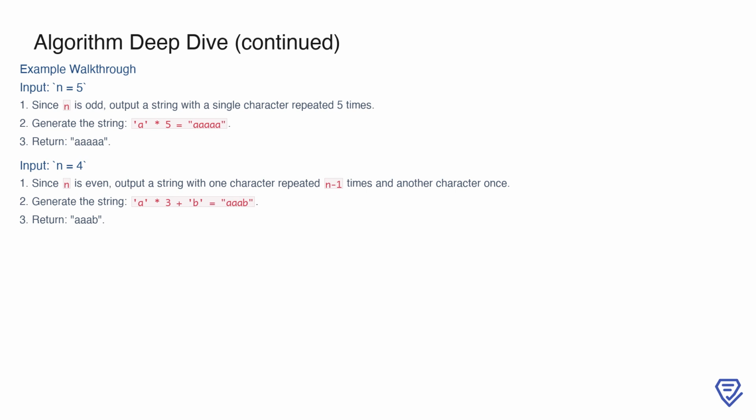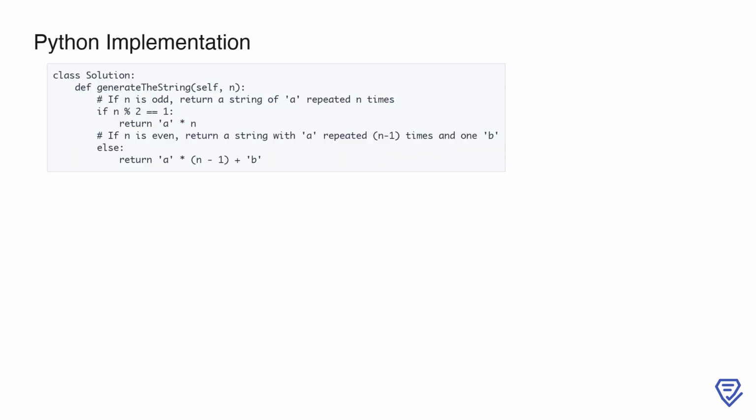Now, for an input of n equals 4, since n is even, we need to use two characters. We repeat a 3 times and add b once, resulting in a*3 plus b, which gives the string aaab. This ensures the lengths add up to 4, and both characters have odd counts. These examples demonstrate how the algorithm handles both odd and even values of n efficiently while meeting all the problem's constraints. This solution effectively generates a string where all characters have odd counts, satisfying the constraints of the problem.